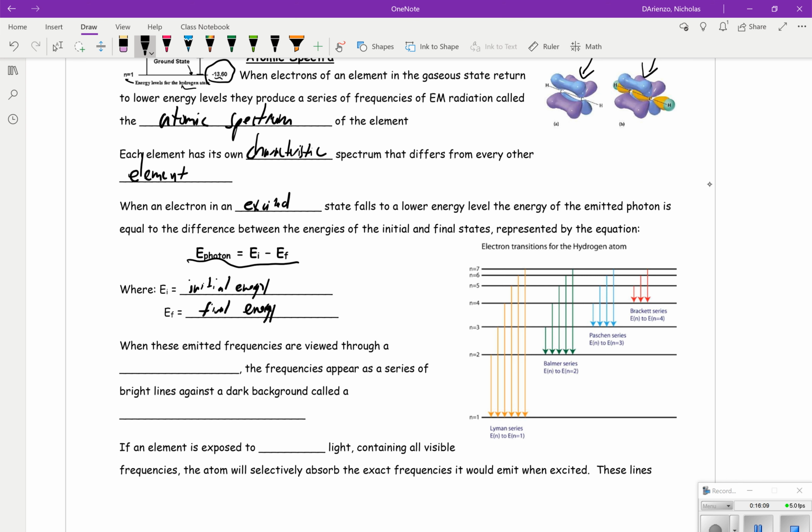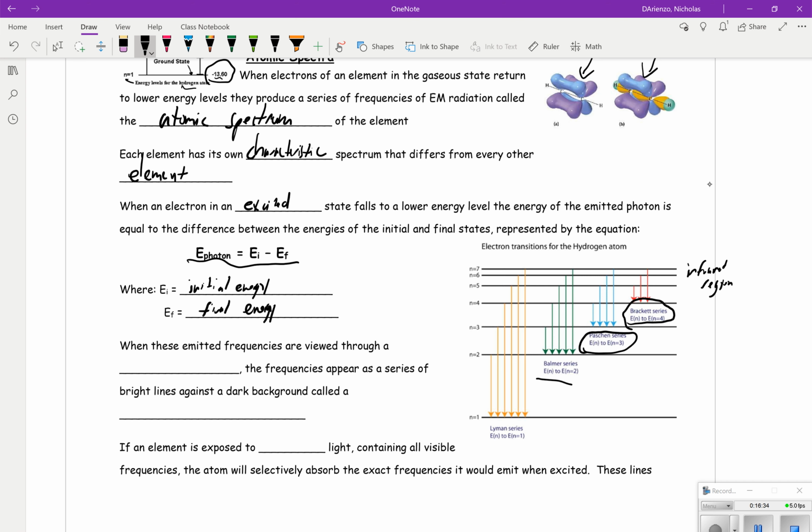For example, we'll look at this first bracket series here. If electrons are shifting from an energy level of n equals 7 down to 4, from 6 to 4, 5 to 4, this energy change will produce a photon in the infrared region.